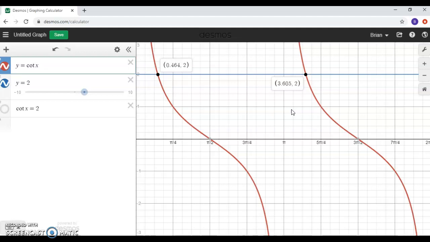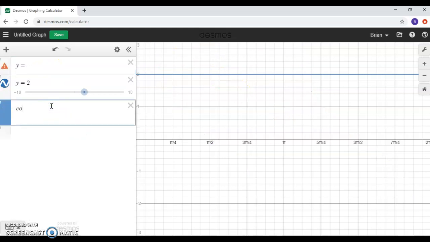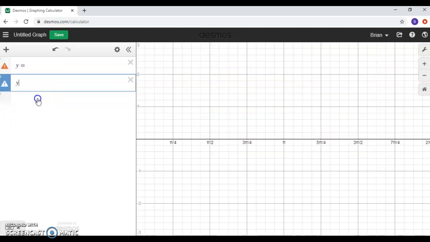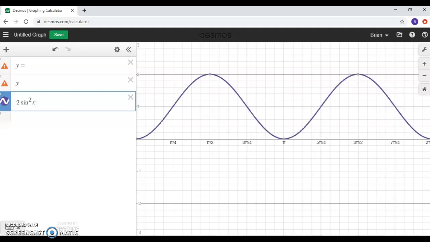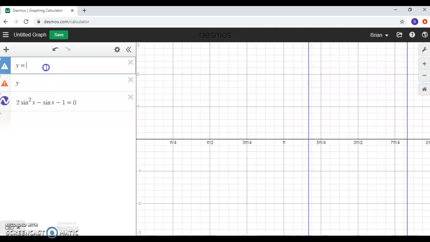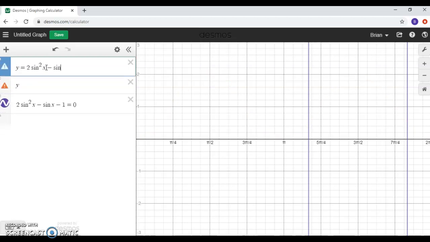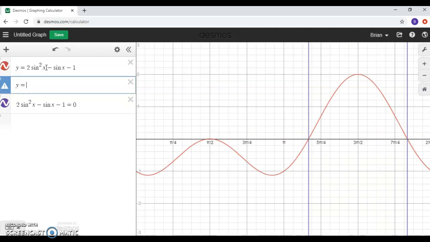Let's try one more quick one here, and I want to show you that it actually handles the trig very well too. So let's go with this one. Oops, sorry. I'm getting all sorts of errors here. 2 sine squared of x minus sine of x minus 1 equals 0. So similar to the one we did before, but this one should actually factor. So we'll have y equals 2 sine squared of x minus sine of x minus 1, and make that equal 0.